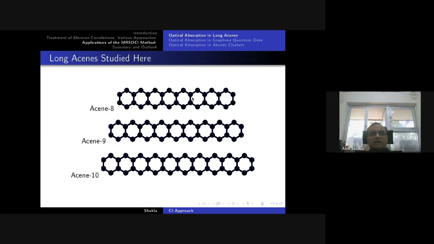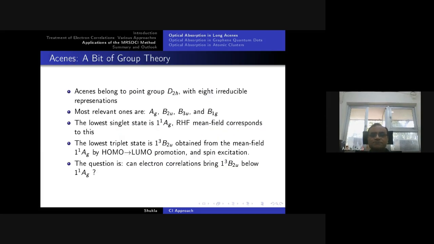Okay, so in our study, although Bettinger et al. had synthesized only octacene and nonacene, we decided to go one length longer. For the future, we are also calculating decacene, that is acene with 10 rings. Okay, so that will be a prediction. If someone synthesizes decacene in future, then they can compare their experimental results with our theory.